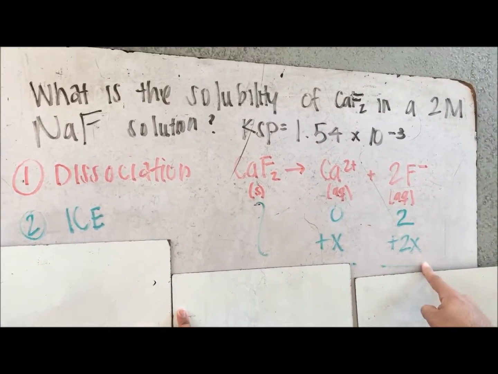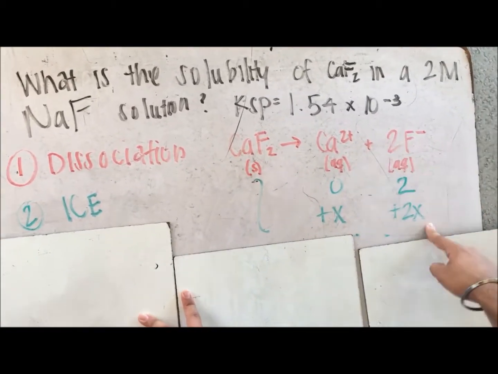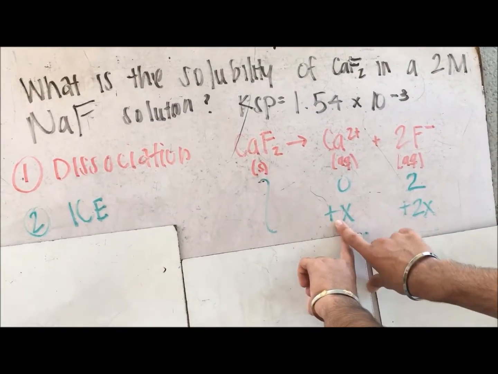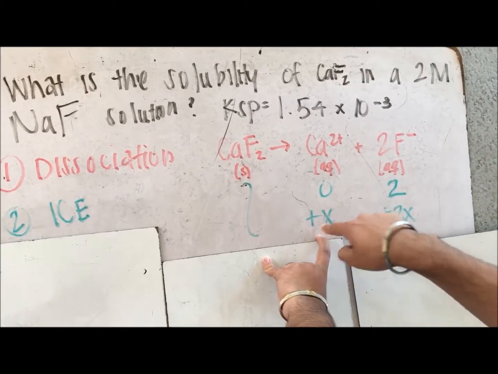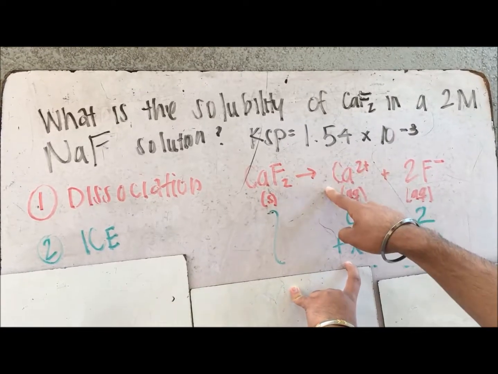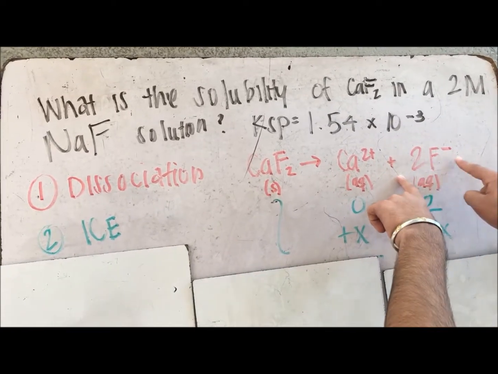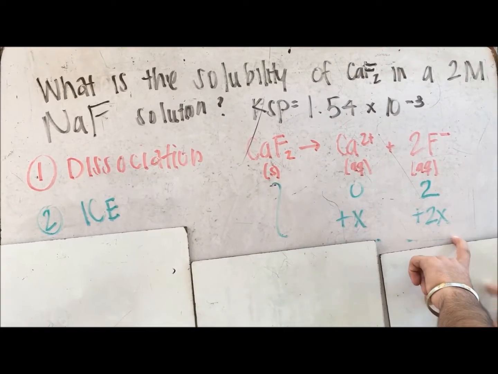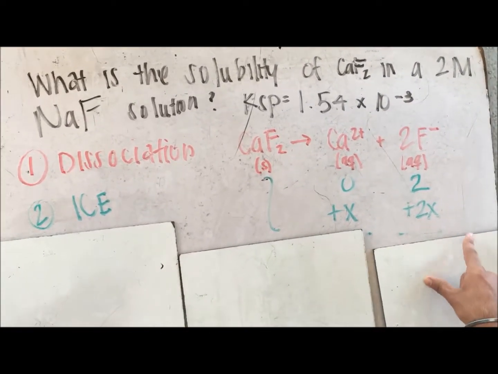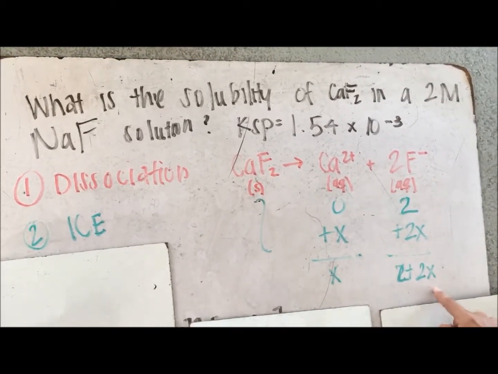So 2 plus 2x. The reason we're putting a 2x here is because the coefficient of the fluorine is a 2. This is a key note to make because when we're putting plus x, we always want to correspond this with the coefficient. In this case, the coefficient is 1, so we're adding plus 1x. In this case, the coefficient is a 2, hence we're adding plus 2x. It's very important that you balance the equation to make sure that your coefficients are correct, or else your plus x and your plus 2x would be incorrect. Now you just add straight down. 0 plus x is x, and 2 plus 2x is 2 plus 2x.